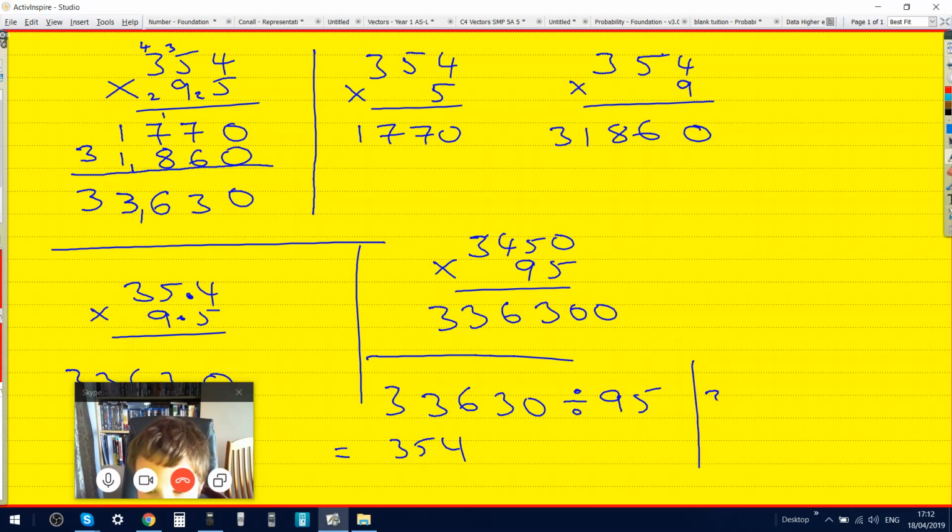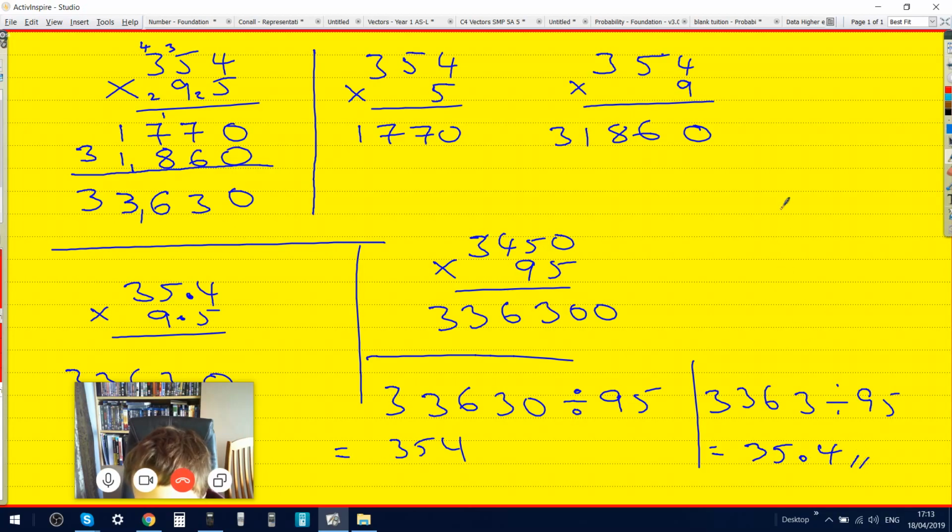How about if it was 3363 divided by 95? Wouldn't that be 345? What happened to this number? It divided itself by 10. Yeah. Right. So that would be 35.4. Well done. Yes. And so that's how that works.